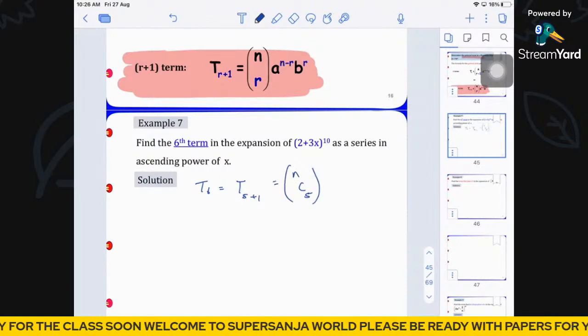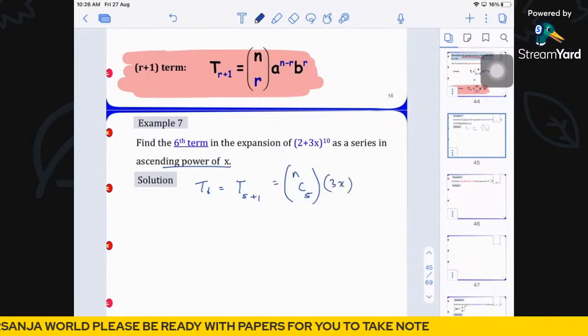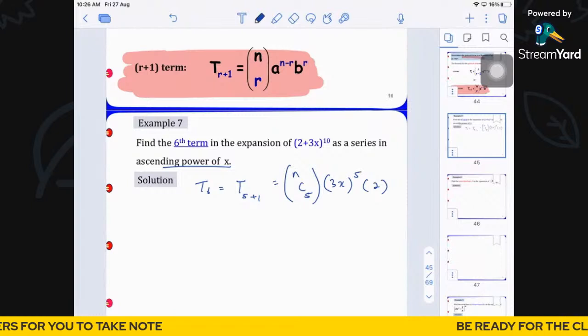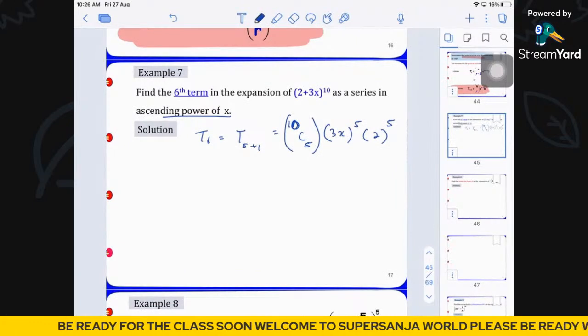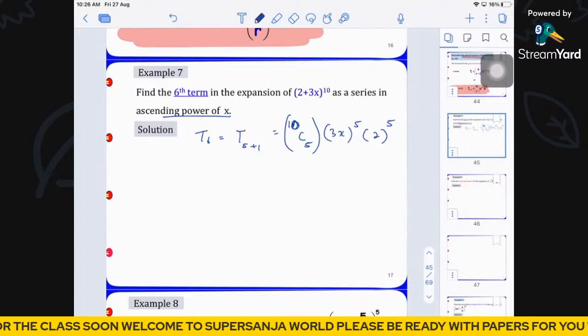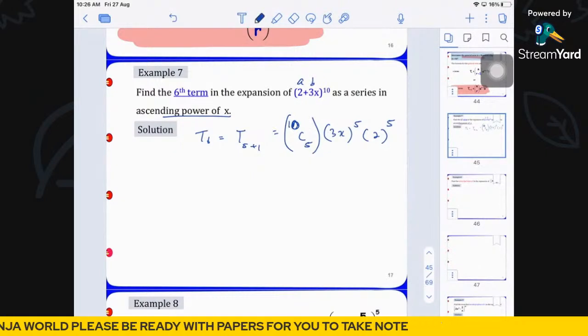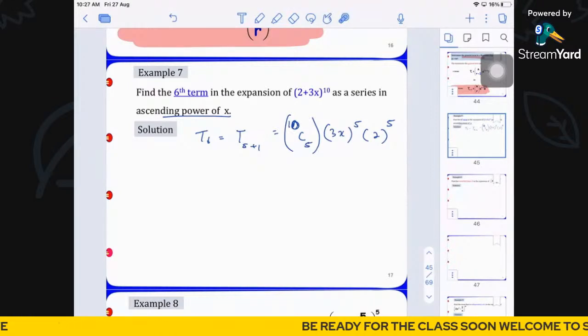The a there, since they say ascending power of x, the 3x will become my a, to the power of 5, and the 2 there will be the balance. So I know the n is 10, and the balance there will be 5. Of course, some of you might ask whether the a and b can change position. Yes, correct, you can change position, no problem. The a and b depends on you. But normally, since they tell me ascending power of x, I know the x is going to be power of 5, so I put (3x) to the power of 5 there.